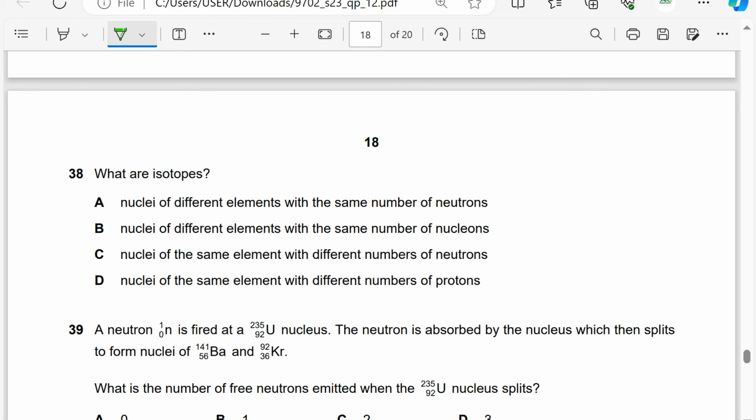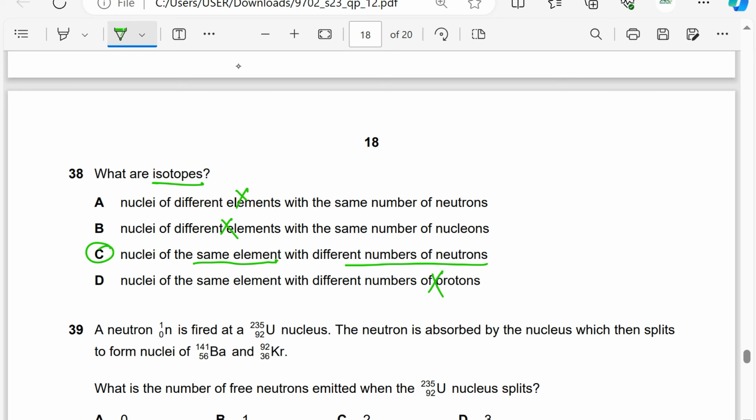Okay, what are isotopes? Of course, isotopes have the same proton number, different neutron number, different nucleon number. So nuclei of different elements? No, they are of the same element. They are not different elements. Nuclei of the same element, but with different neutron numbers. So the answer is going to be C. Nuclei of the same element, but with different proton number? The number of protons are the same.